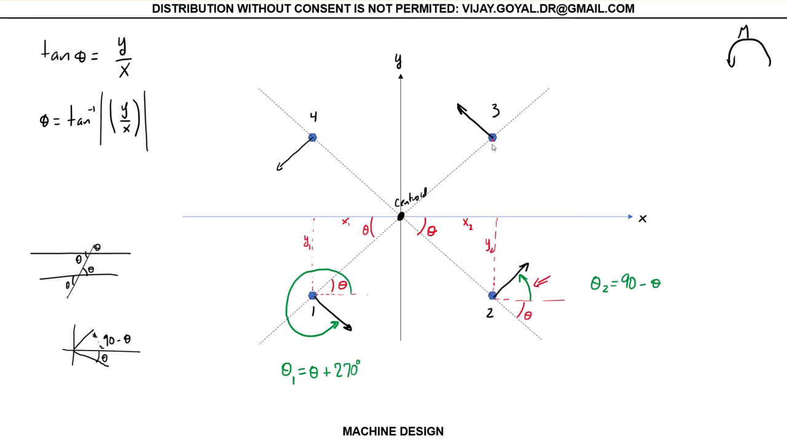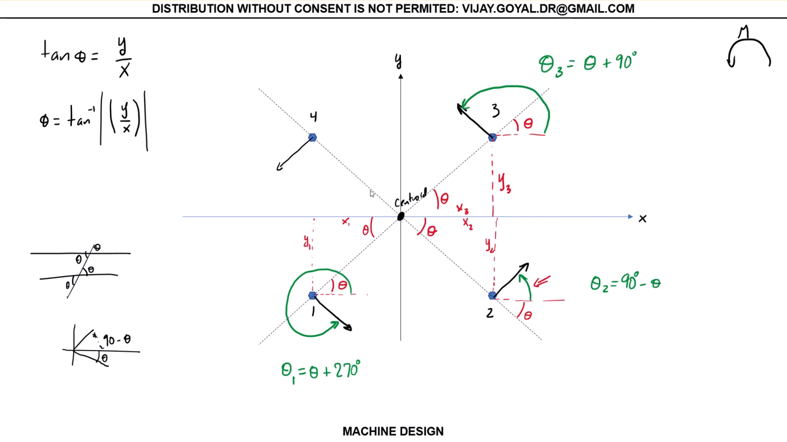Angle number 3: this is y3, this is x3, and that would give me this angle theta. And again, by the angle properties, this is angle theta, this is also theta. And the angle that I am interested in is this total angle. So therefore, angle 3 would be theta plus 90 degrees. These are all degrees.